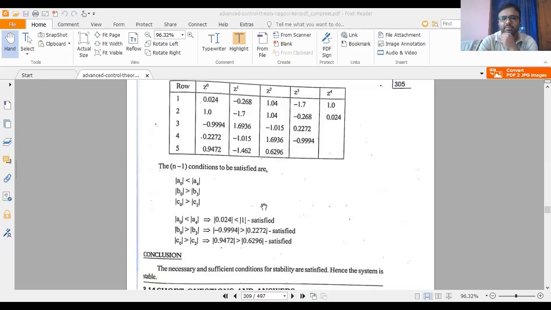In this way we have to solve the characteristic equation using the Jury stability test.